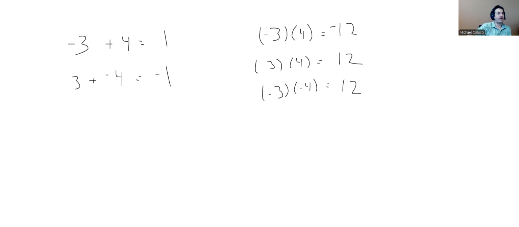And look, it doesn't matter. Even though the 4 has a greater absolute value than this negative 3, the product is still negative. If I were to switch it so that the 4 was negative and the 3 was positive, wouldn't matter. Still be negative 12. How do you like that?